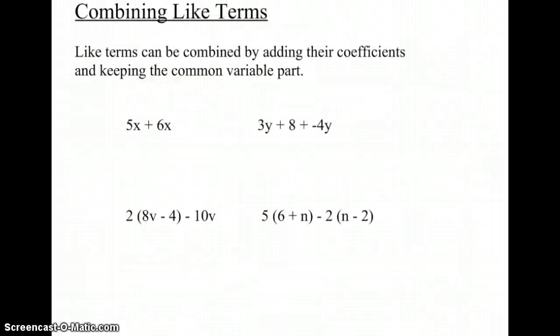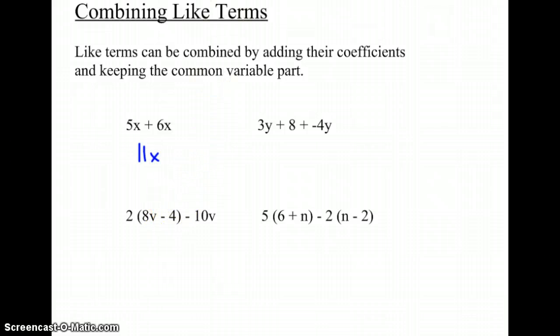Once you understand the idea of what like terms are, you should be comfortable with the idea that when we have like terms that can be combined, we need to do so to simplify the expression. So we have 5x plus 6x. Because these are like terms, we have identical variable parts. We are going to add their coefficients, 5 plus 6 together, and the common variable part will remain the same.